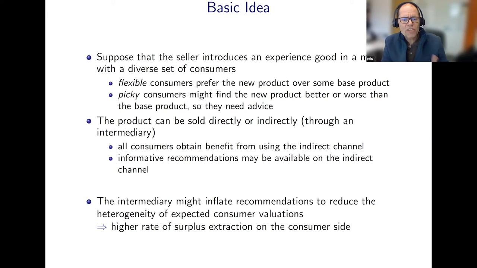To place this in an e-commerce setting, we're allowing for two distribution channels. There will be a direct distribution channel and an indirect channel. The indirect one is when the consumers buy through an intermediary. This intermediary offering is different from the direct purchase in two ways. First, all consumers obtain a higher benefit using this indirect channel, maybe superior logistics. And the consumers who rely on recommendations may benefit from the recommendations provided in the indirect channel. So it's the intermediary who can provide those recommendations. Those recommendations are not available on the direct channel.